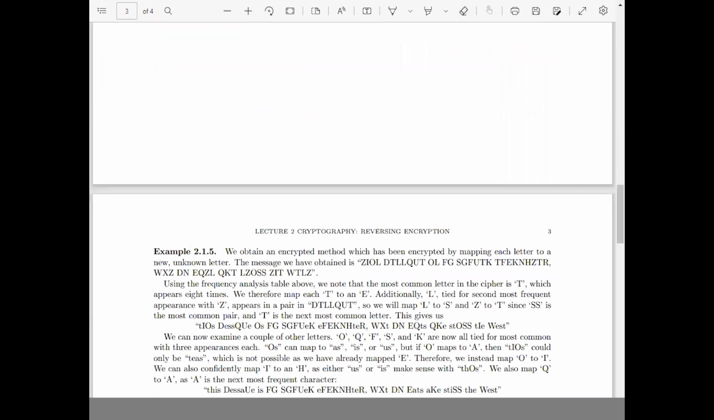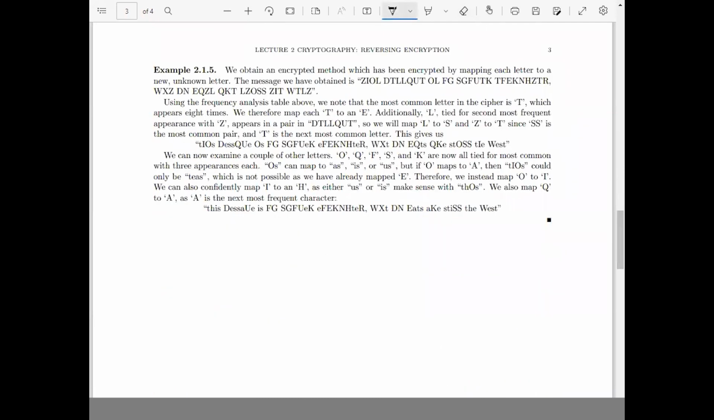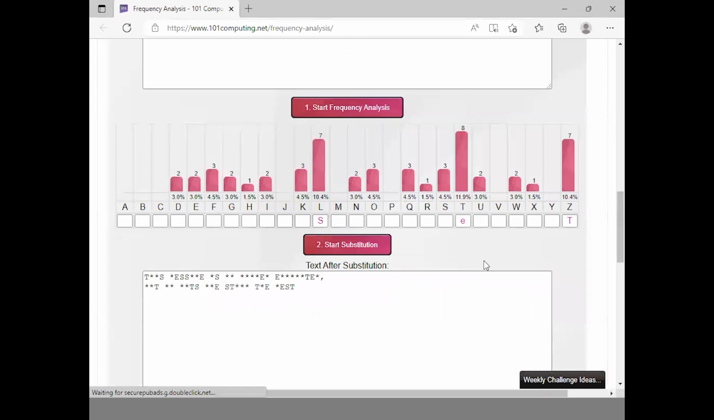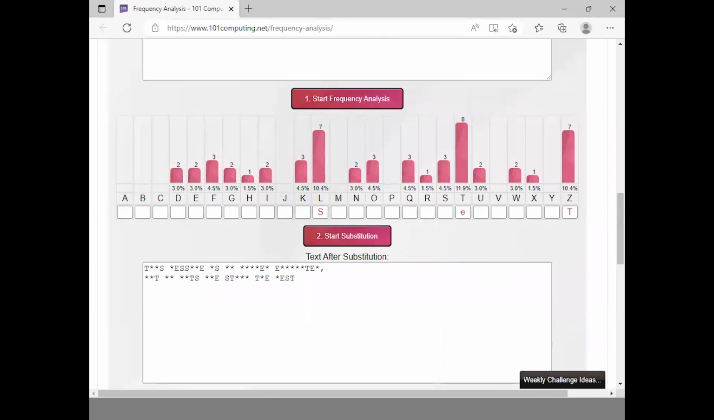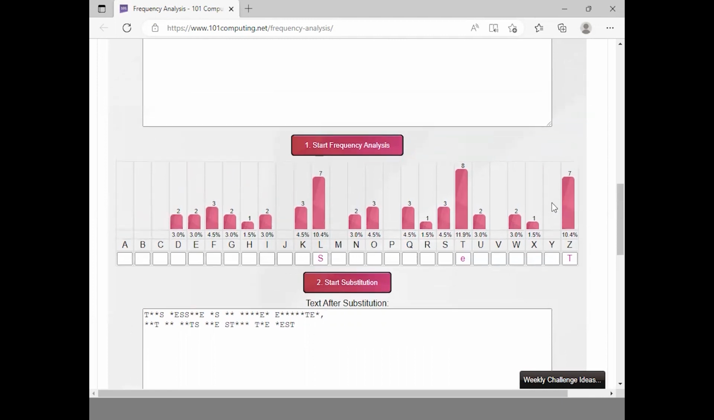So now that we've got that context, we can see already we're sort of making a lot of progress here. We can continue this process. We can notice that O, Q, F, and S are now all tied with 3 occurrences. And now we can get a little bit more creative with our approach.